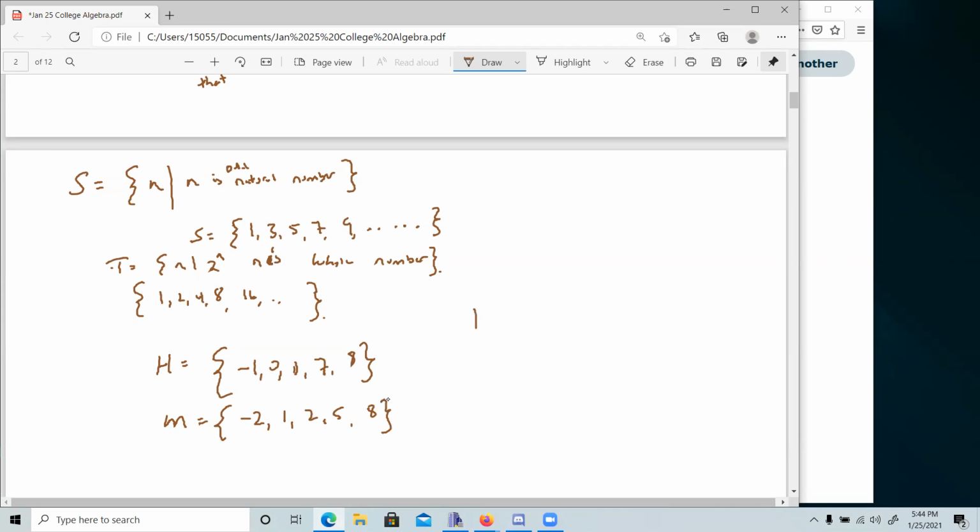Okay, and they want to know what is the intersection. This means elements that are in both H and M. Okay, so which ones do they share? Oh, 1, they share 1. Okay, 2, and then 8. All right.